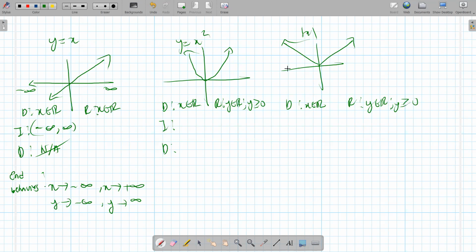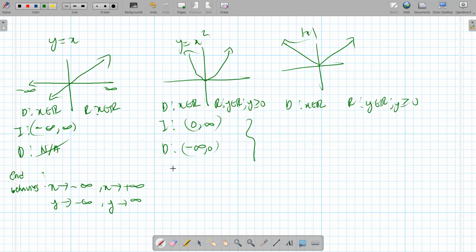Where is this function increasing? From 0 to infinity. Where is it decreasing? It does decrease on the left, so from negative infinity to 0. You want to put the lower number on the left. It makes sense. It's the same thing for this one as well.